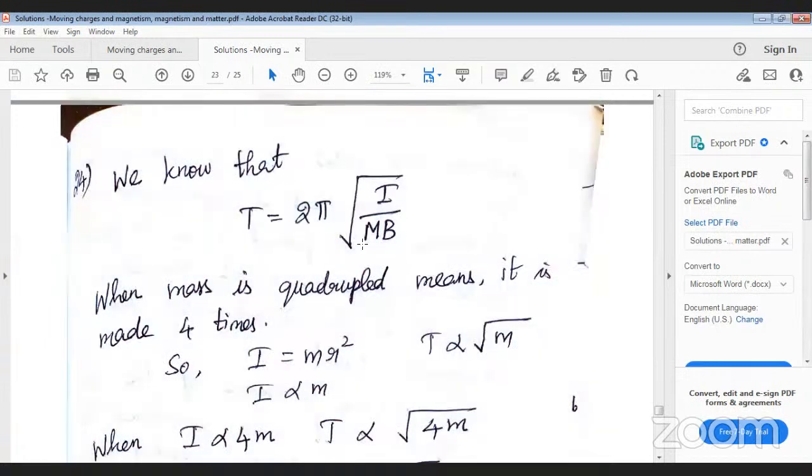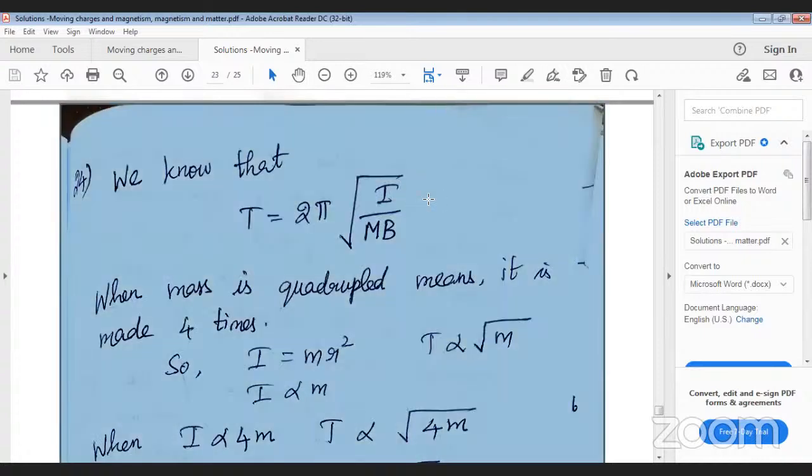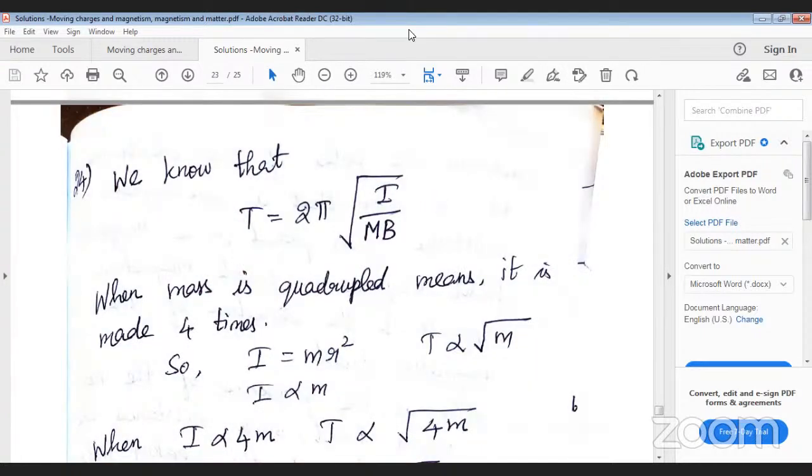So when the mass is quadrupled, you have moment of inertia here. Let us consider that initially the moment of inertia is I1 equal to I, and that will be equal to mr square. Now the mass is quadrupled. That means I2 is equal to 4 times the mass into r square, I2 equal to 4mr square.